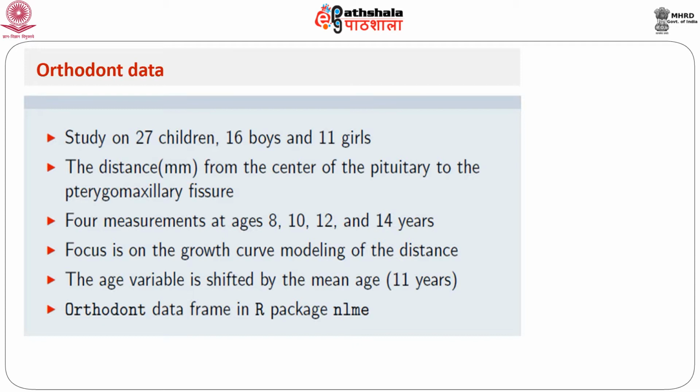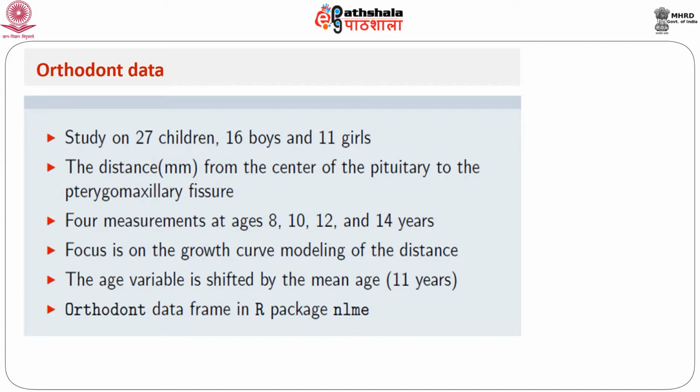Just a very small recapitulation of the orthodont data. The orthodont data is on 27 children, 16 boys and 11 girls. For each of the children, the distance from the center of the pituitary to the pterygomaxillary fissure was measured, and this was measured at ages 8 years, 10 years, 12 years and 14 years. The focus was on the growth curve modeling of the distance, and the age variable was shifted by mean age.